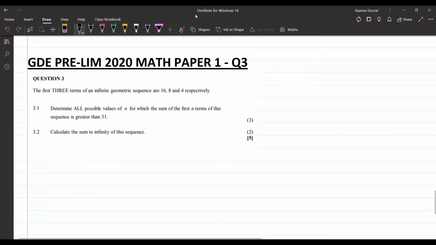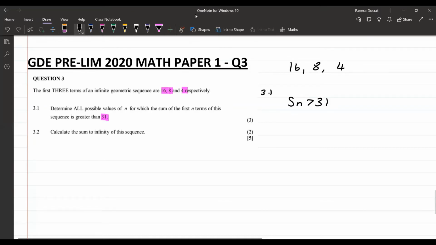So we have the first three terms of an infinite geometric sequence are 16, 8, and 4 respectively. You need to determine all the possible values for n where the sum of the first n terms is greater than 31. Okay, so the pattern is 16, 8, and 4, and we have to determine all possible values for the sum of the first n terms, so Sn, is greater than 31.